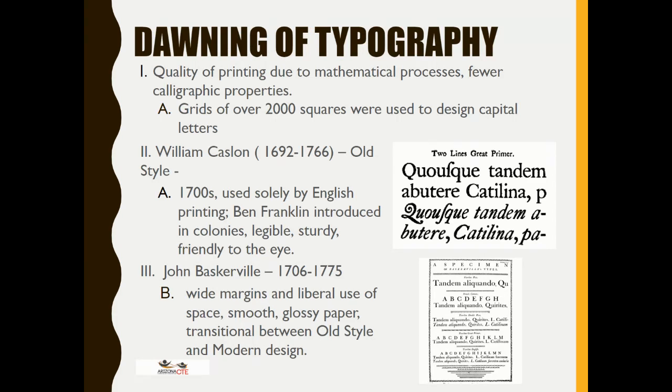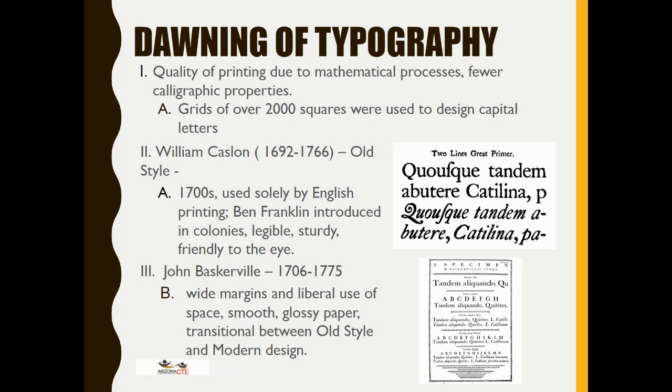Okay, and now we're going to talk a little bit about typography. So because of the printing press, we have what's called the dawn of type. So now typography becomes a big thing. With all this printing, they can redesign it and they can customize it to communicate a lot of different things. So the quality of printing, due to the mathematical process, there's fewer calligraphic properties, meaning embellishments and things like that. So they kind of simplified a lot of it.